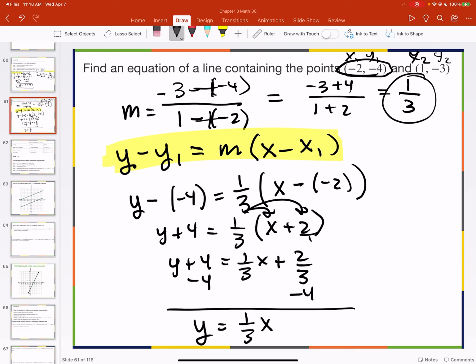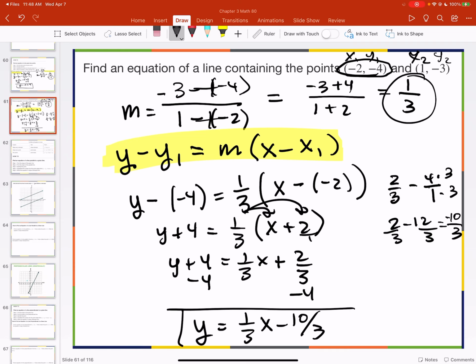And then for those of you that are scared of fractions, don't be scared of fractions. Firstly, don't be afraid of fractions. Secondly, remember you can always write a whole number over 1, and then you do common denominator like so. Okay, so it's going to be 2/3 minus 12/3. It's going to be negative 10/3. Okay, so minus 10/3, and we're done.